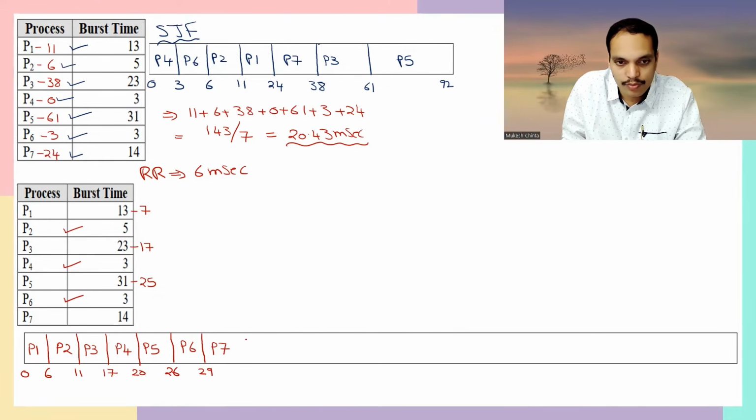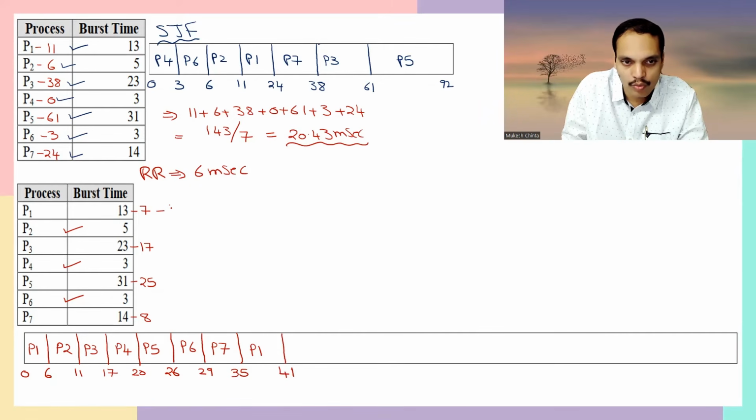29 plus 6 gives me 35. So here I write it down as 8. So this is done, this is done, this is done. My round robin now has to go back to P1 again. So I assign P1 here. So P1, once again I add 6, which gives me 41.